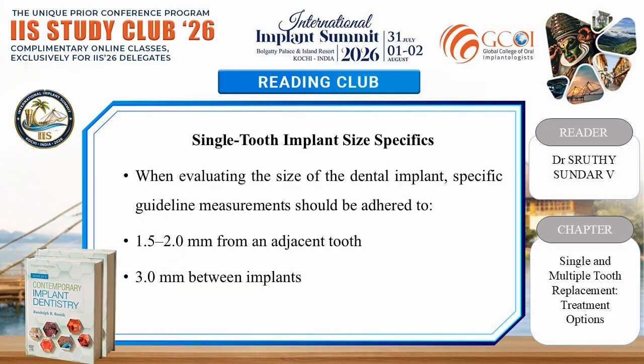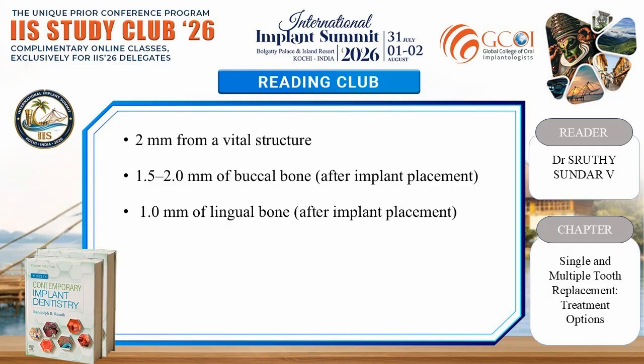Next, single tooth implant size specifics. When evaluating the size of the dental implant, specific guideline measurements should be adhered to: 1.5 to 2 mm from an adjacent tooth, 3 mm between implants, 2 mm from a vital structure, 1.5 to 2 mm of buccal bone after the implant placement, 1 mm of lingual bone after implant placement.